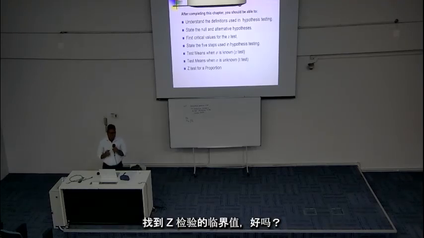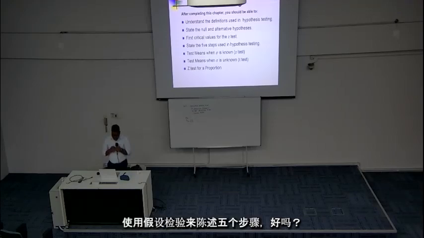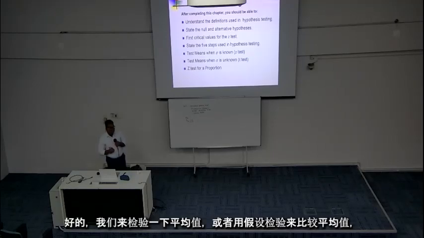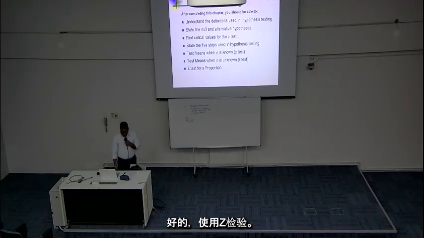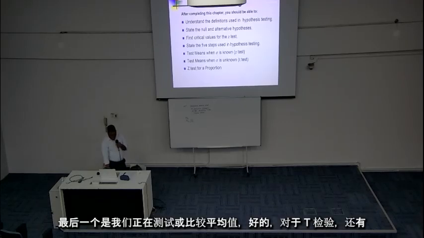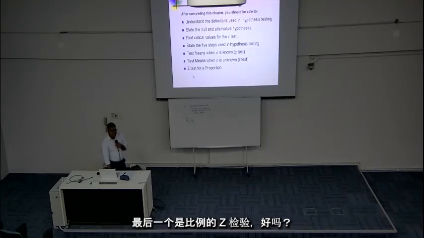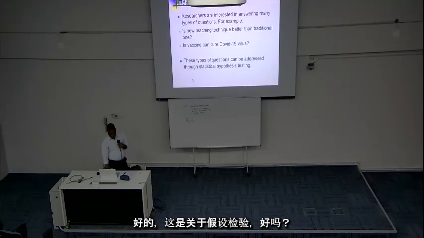Find the critical value for the Z test. State the 5 steps using the hypothesis testing. Then we test, or compare, the mean by using the hypothesis testing with the Z test. And the next one is testing or comparing the mean for the T test, and the last one is the Z test for a proportion. Alright, so this is about the hypothesis testing.